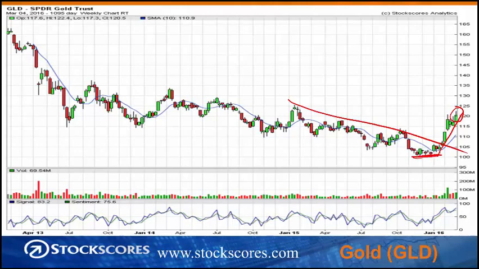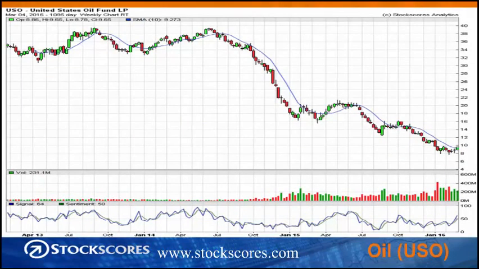So I don't know, I'm kind of skeptical about gold because I've just seen so many times where gold has had these little runs. Granted, this is the first time we've actually broken the downward trend line, so that's a positive. But I would treat gold as a trade. Don't buy it and put it away and forget about it.